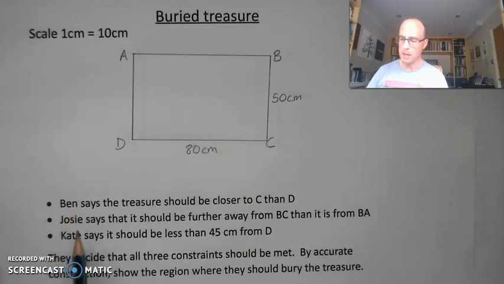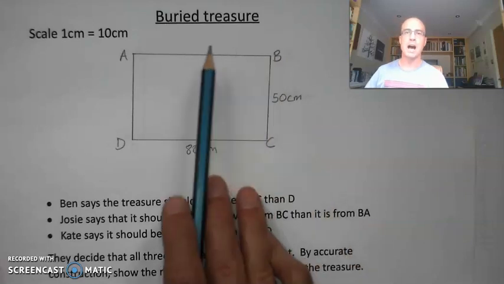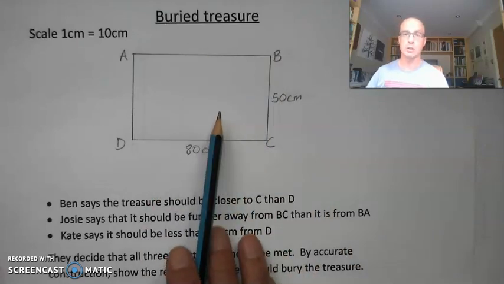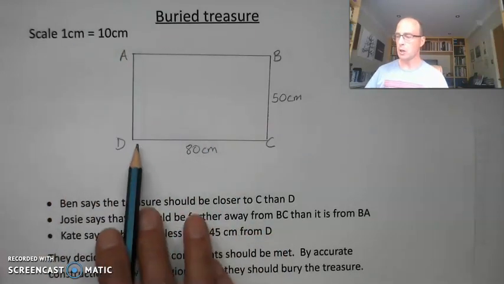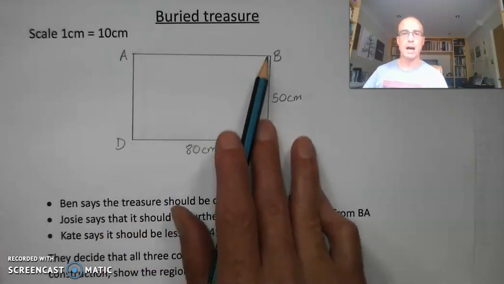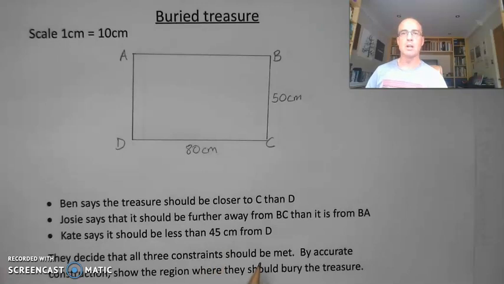We've got three students, Ben, Josie and Kate, and they're going to run some sort of stall at a school event. They've decided that they're going to run a buried treasure competition, and they're going to have a table that's 80 centimetres by 50 centimetres, and somewhere in the table they're going to bury some treasure. We've got a scale up here, so 1 centimetre is 10 centimetres, so I've drawn this as 8 centimetres long and 5 centimetres high. So we've got three conditions that they're going to meet. They have decided that they want to try and keep everybody happy, and they're going to try and find an area that meets all three conditions.